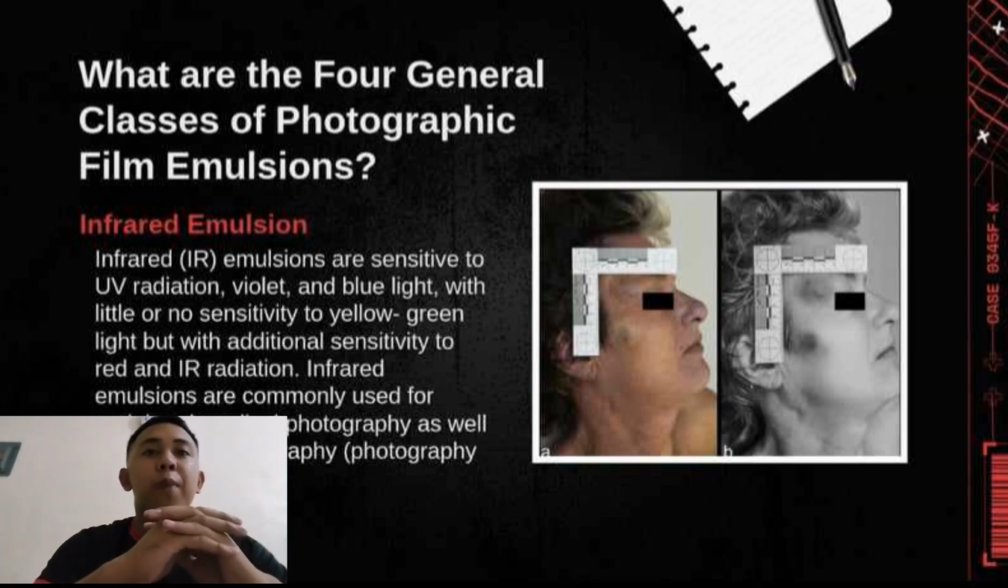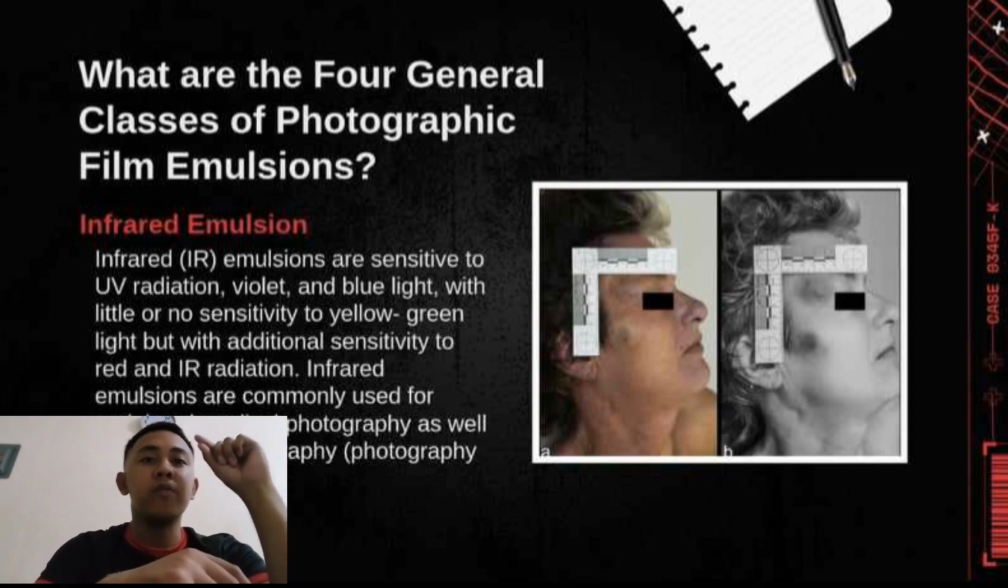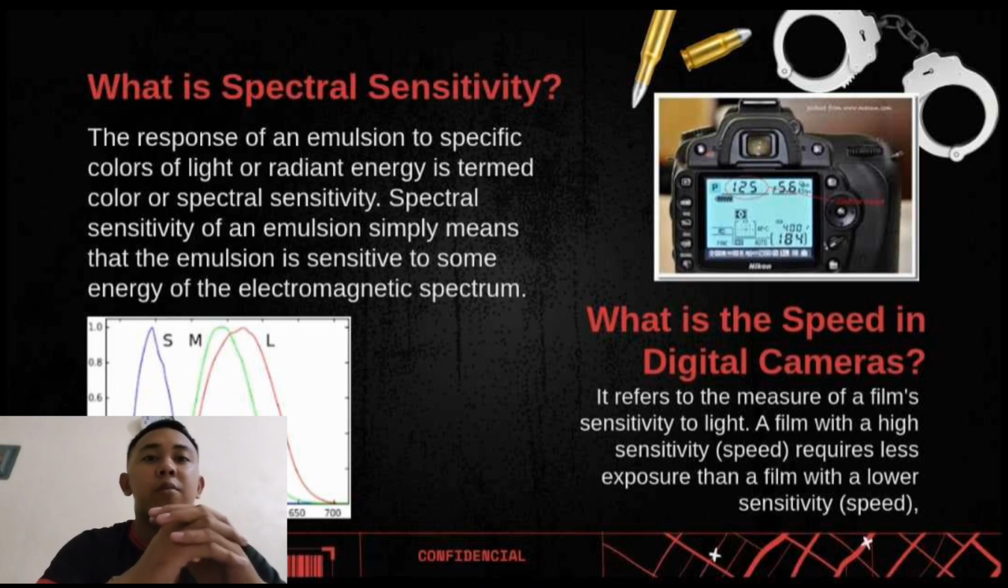So, what is spectral sensitivity? The response of an emulsion to specific colors of light or radiant energy is termed color or spectral sensitivity. So, spectral sensitivity is like a graph to measure the sensitivity. Spectral sensitivity of an emulsion simply means that the emulsion is sensitive to some energy of the electromagnetic spectrum.